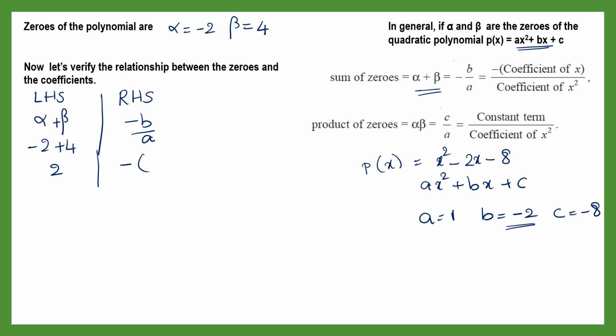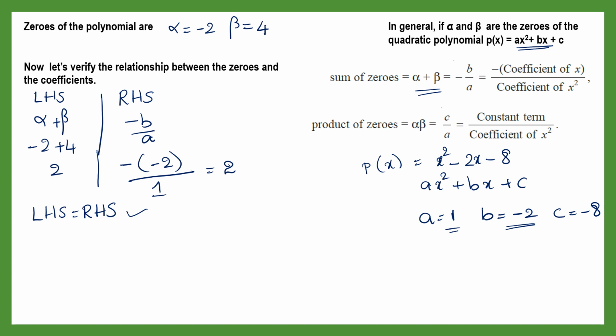So minus b is what? Minus of minus 2 by a. A is what? 1. So minus of minus 2 is plus 2. So LHS is equal to RHS. We are able to verify the relationship between zeros and the coefficients, hence verified.